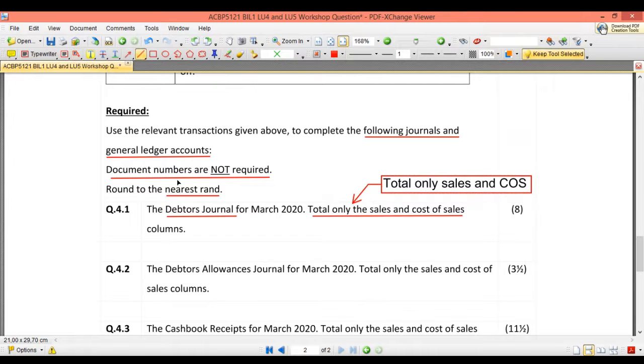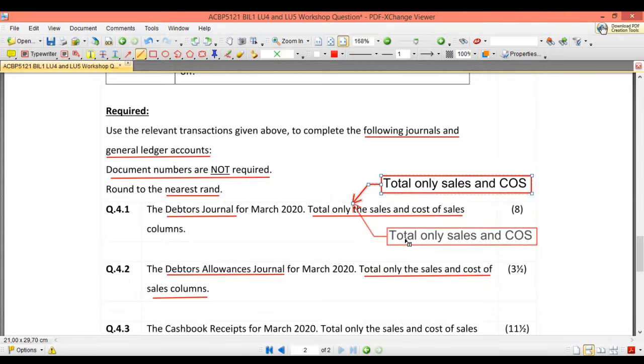Then we've got the debtors allowance journal. And only the sales and cost of sales need to be totaled for that as well. Now, the fact that we only have to total that already indicates that those are the two general ledger accounts that they will require us to complete at the end of the question. Okay, now remember we said the totals are the amounts that we transfer to our general ledger account.